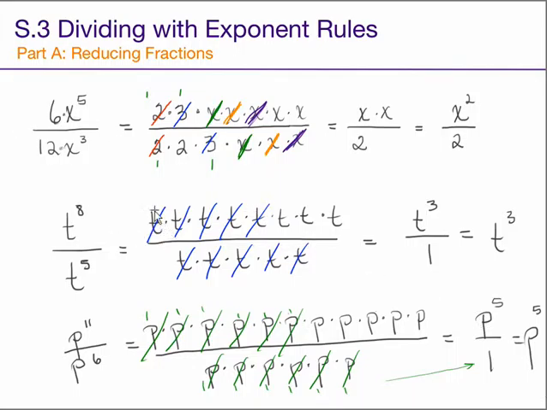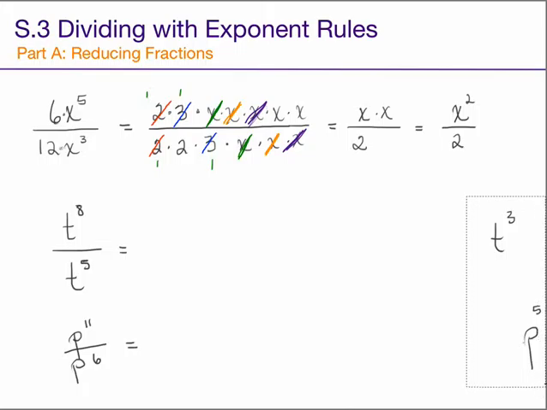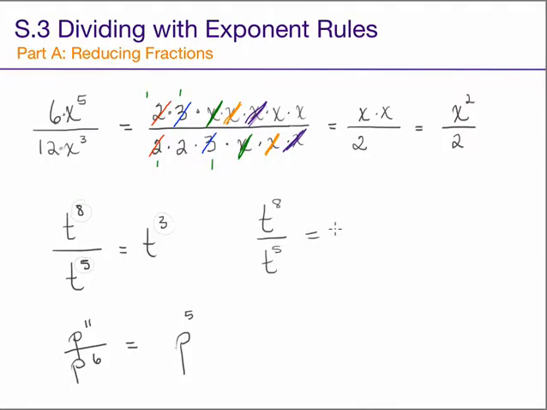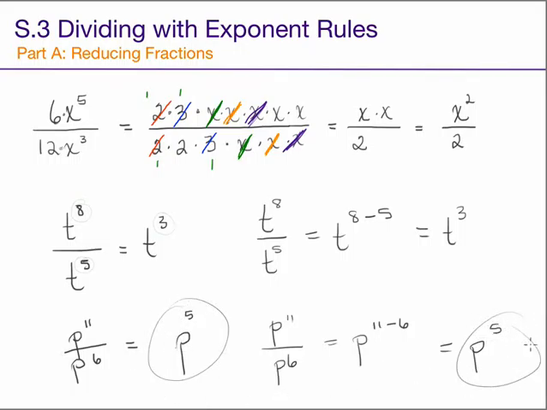Can you see a shortcut? If I take out this intermediate work and leave you with just the original problem and its answers, look at the exponents here. 8 and 5, how do you get 3 from 8 and 5? Well, you subtract them. Here's another way to write this. T to the 8th over t to the 5th is t to the 8 minus 5. 8 minus 5 is 3. P to the 11th over p to the 6th is p to the 11 minus 6. And 11 minus 6 is 5. Nice shortcut.